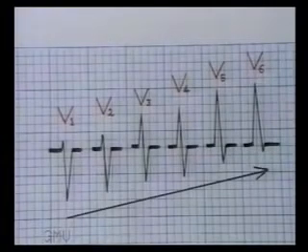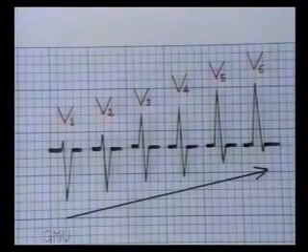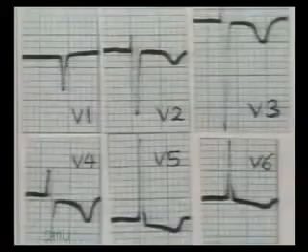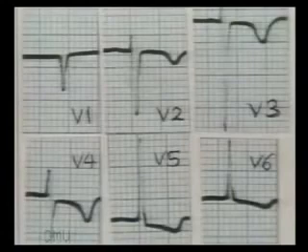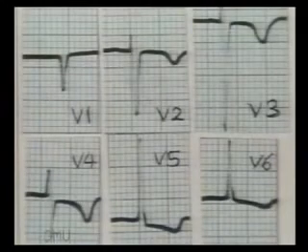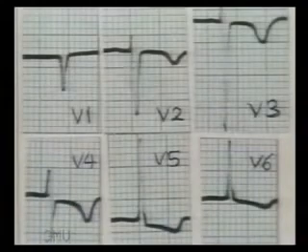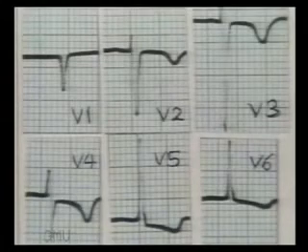Somewhere in V3 and V4, the R and S waves are equal, and in V6 there is a tall R wave and very small or absent S wave. This ECG shows a normal QRS pattern in the chest leads. Note the S wave in right-sided chest leads, which disappears as we reach V5 or V6. R and S are equal in V4, and the R wave progressively increases from V1 to V6.